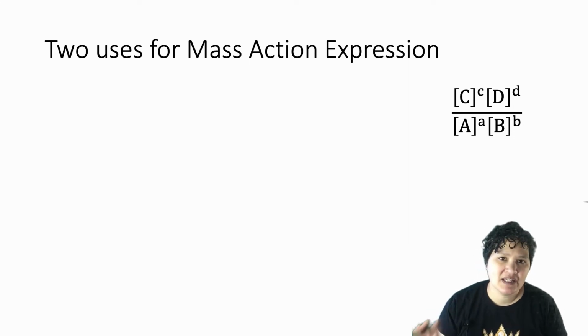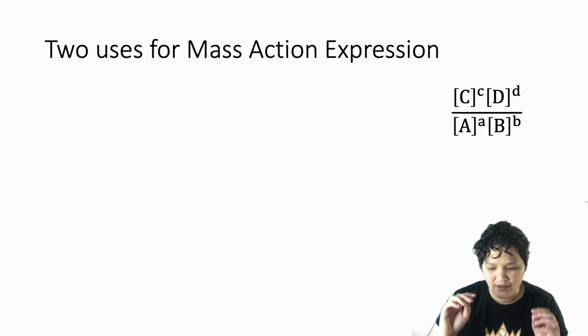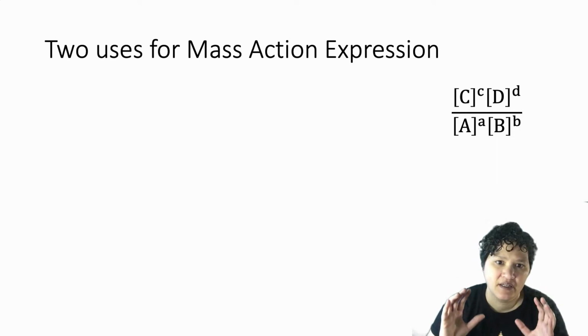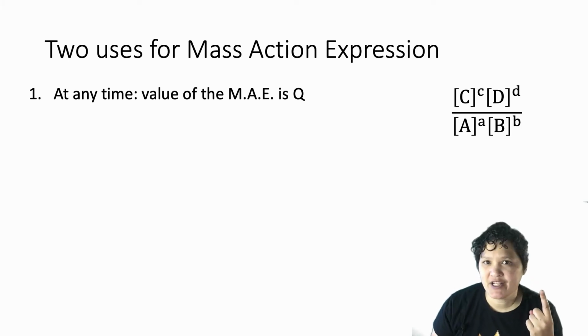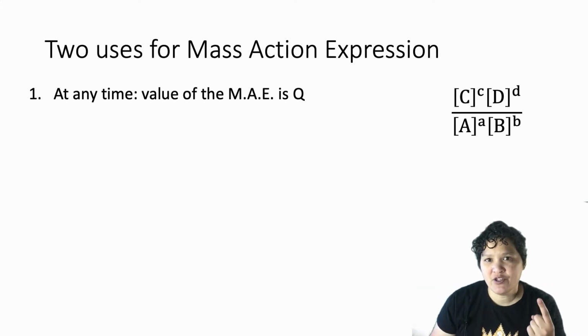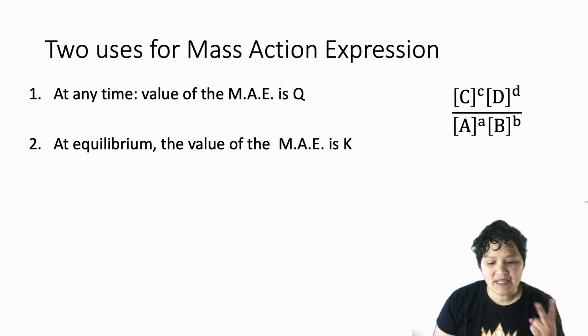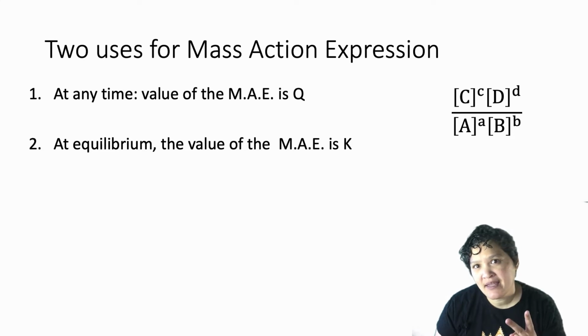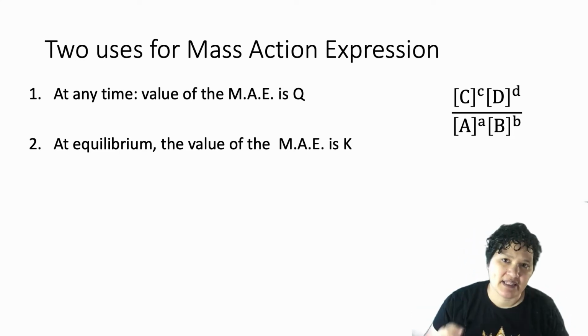So just a quick review before we go on to the next section. We have this thing that we call the mass action expression. We know how to write a formula for it and calculate it, but we use it in two different ways. One is for the reaction quotient Q, which can be the value of this mass action expression at any time in the reaction. The second is K, which tells us that value at equilibrium.